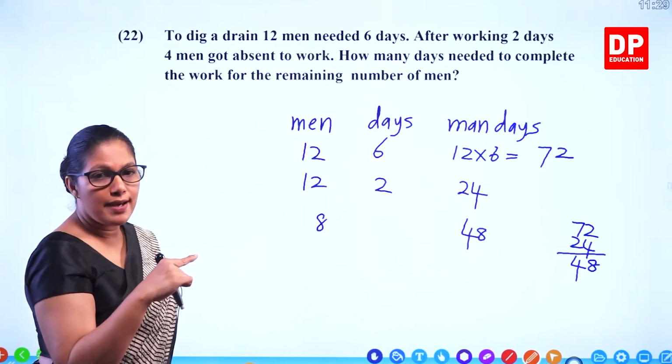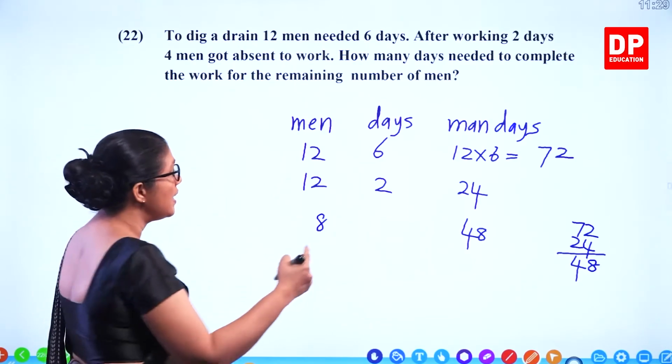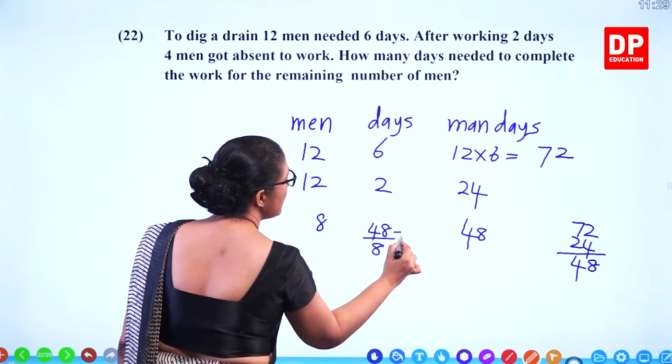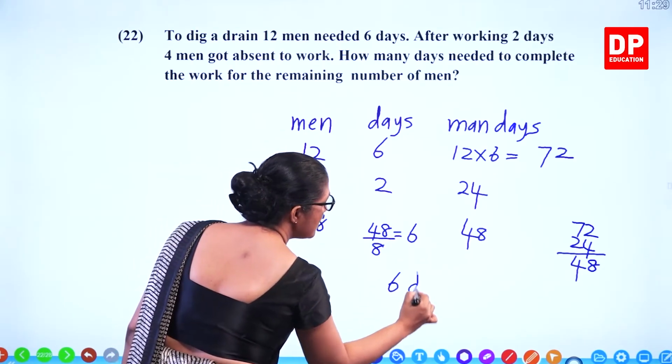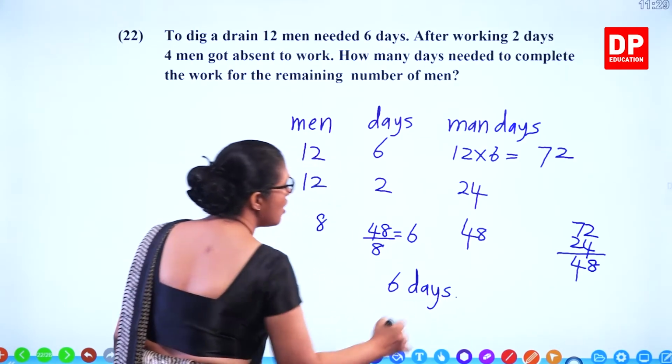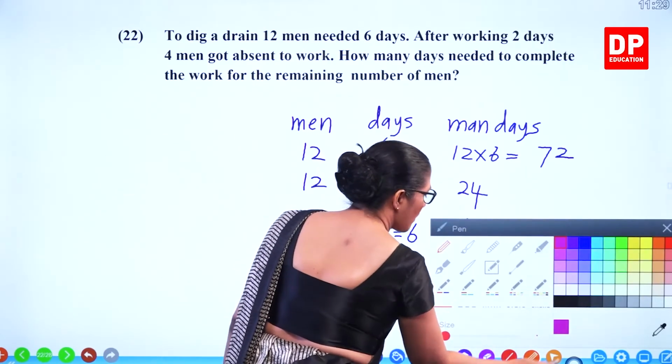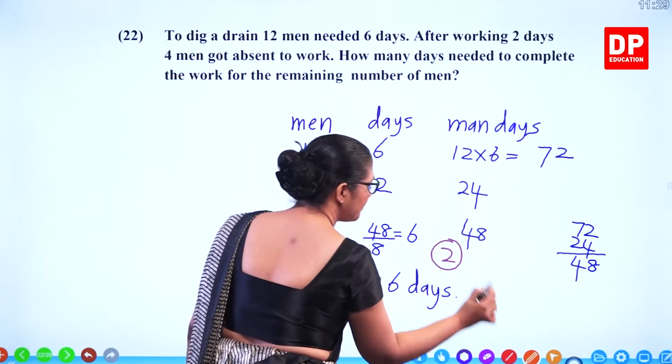But 8 men are there, so how many days? 48 divided by 8, that's 6. So another 6 days are needed to complete the work. So 2 marks.